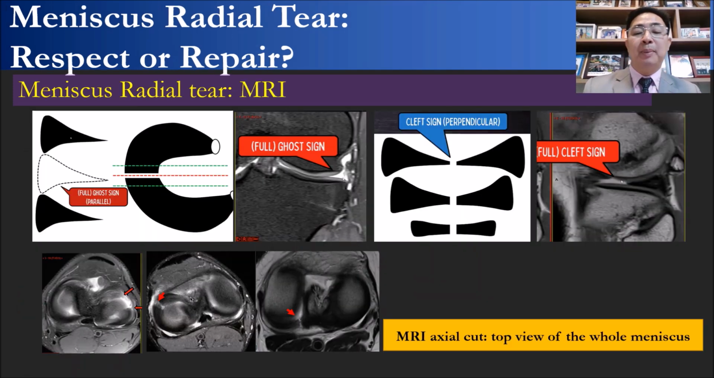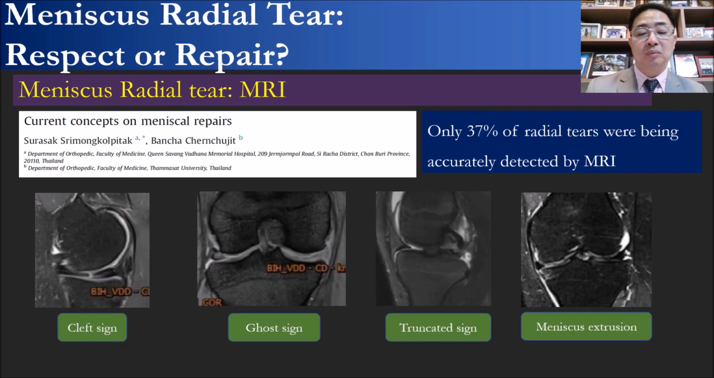MRI helps us to see the meniscus tear before seeing it intraoperatively. In the sagittal view, you can see the cleft sign. In the coronal view, you can see the ghost sign. But the axial view gives us a very good view of the whole meniscus. These are the MRI findings. You can see the cleft sign in sagittal, ghost sign in coronal, truncated sign, and meniscus extrusion.